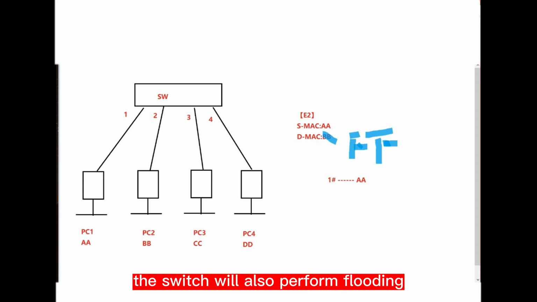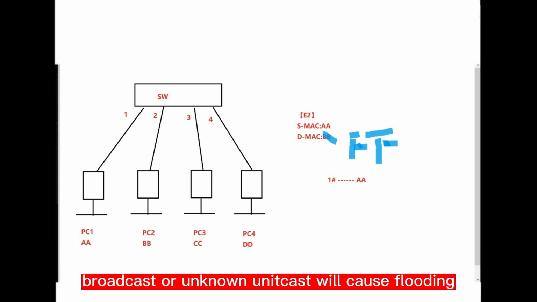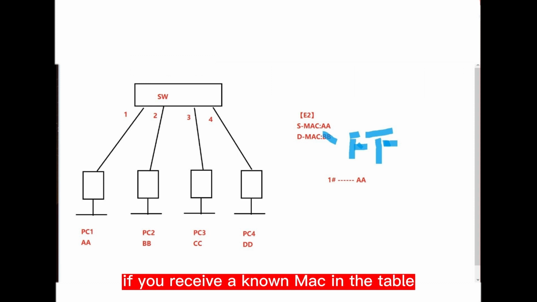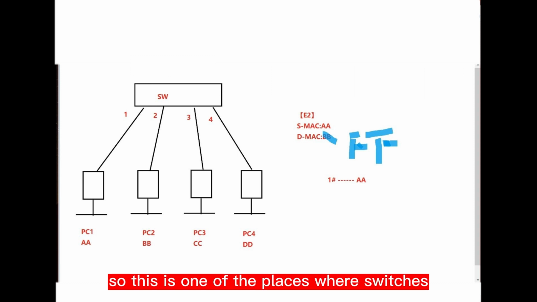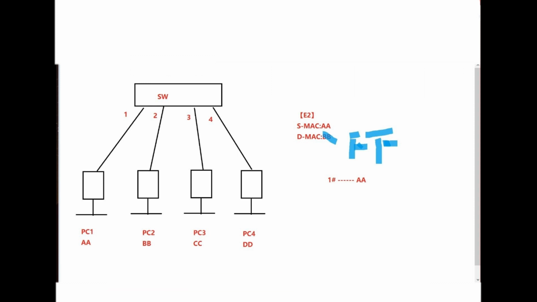So you will find the switch will also perform flooding, but it's not mindless flooding like a hub. Receiving a broadcast or unknown unicast will cause flooding. If you receive a known MAC in the table, it looks up the table. So this is one of the places where switches are better than hubs. It has a forwarding appearance.